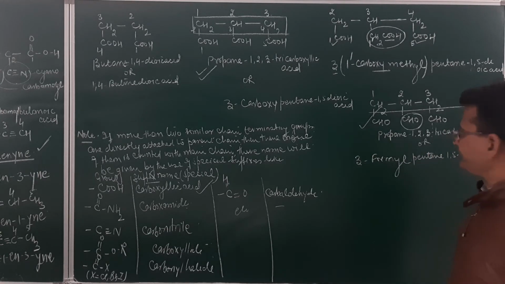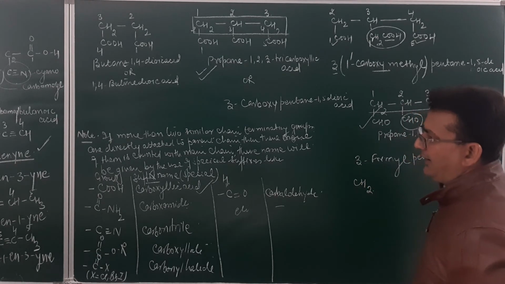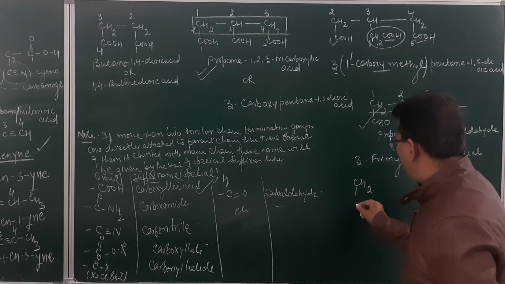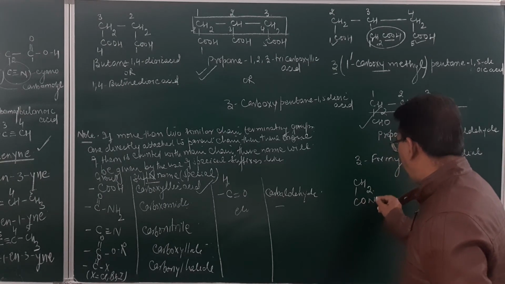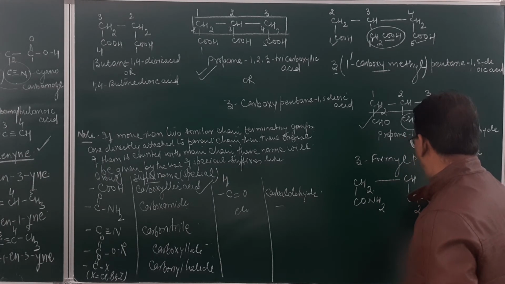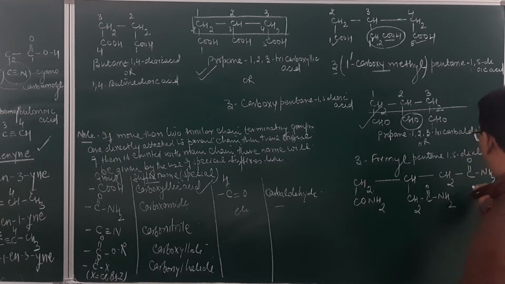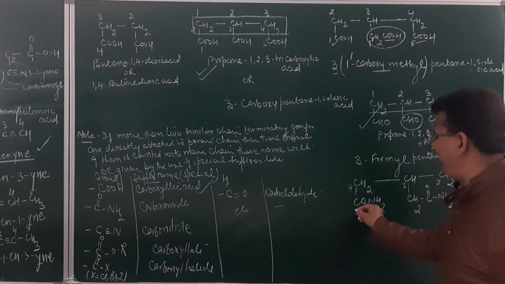Am I clear? Suppose we have to name this one: CH2, and then we have this compound. This will be CO, NH2. And then over here we write CH, and then CH2, then C double bond O, NH2. Then again we write CH2, and then C double bond O, NH2. We will select the longest chain. This will be 1, 2, 3, 4, 5, and 4, 5. One and the same thing.